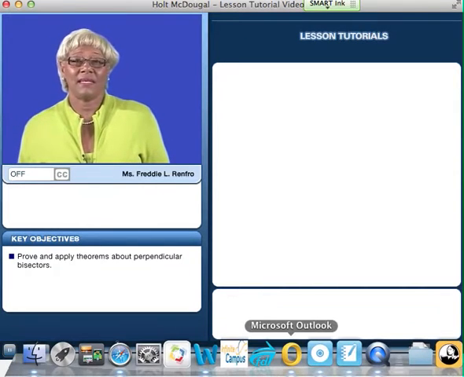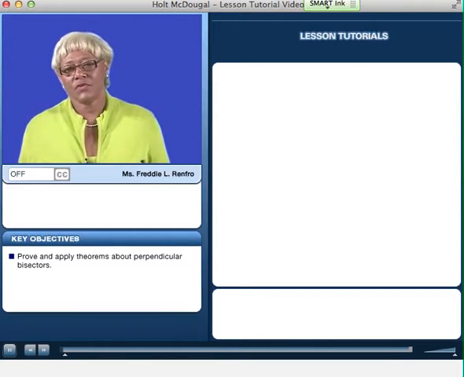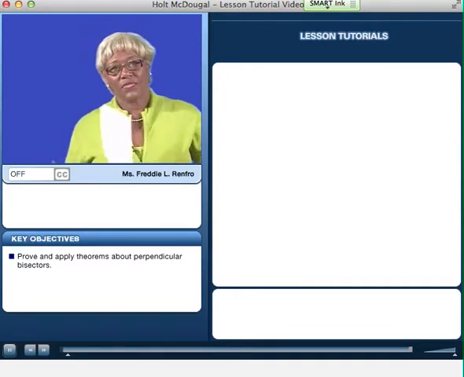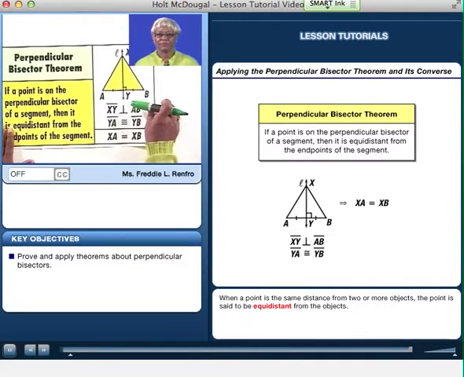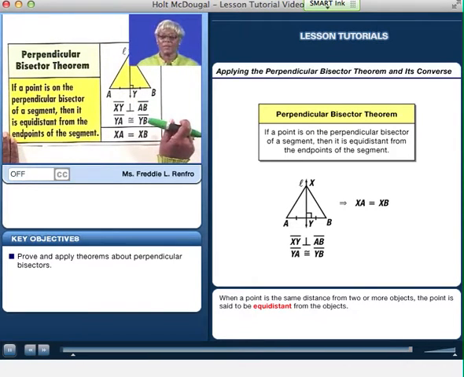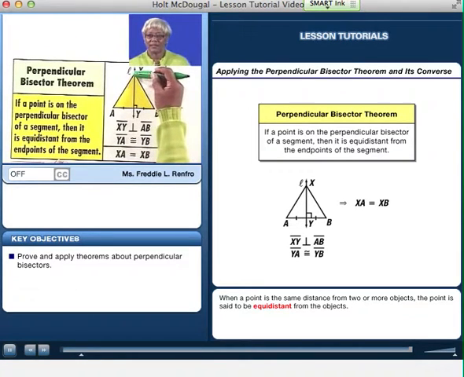Let's take a look at finding lengths of sides of triangles. But before we do that, let's review a couple of very important theorems. One theorem is called the perpendicular bisector theorem. And it says that if a point is on the perpendicular bisector of a segment, then it's equidistant from the endpoints of the segment. In other words, we have point X.